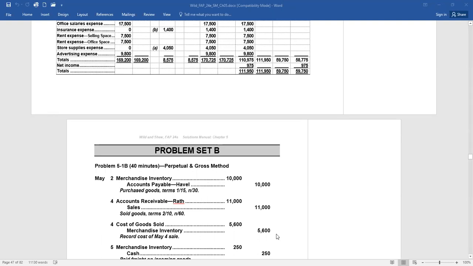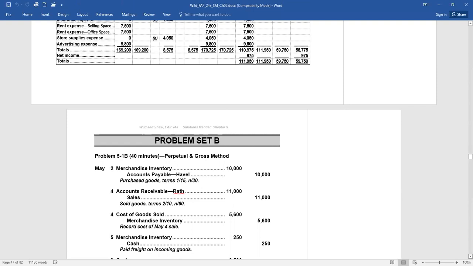On the 5th, pay $250 cash for those freight charges on the purchase of May 2nd. Well, when we are buying inventory and we have to pay for the shipping or freight costs, we debit inventory for those costs and credit cash. So what we're doing here is accumulating all the costs of the inventory in the inventory account: how much we actually paid for the product itself and how much it costs to ship it, because those are all costs of inventory.